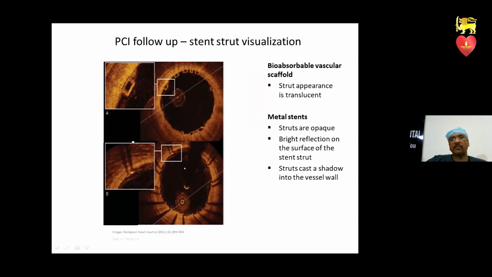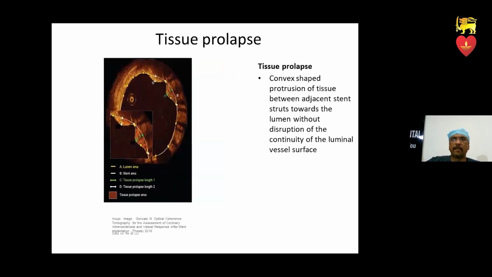The other images that we would see on OCT are the struts. A strut is an opaque and bright reflection, and it casts a shadow. This is the standard metallic strut.